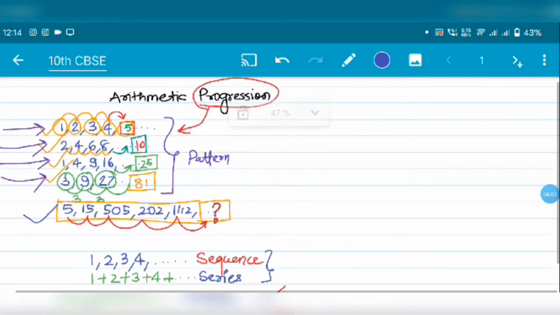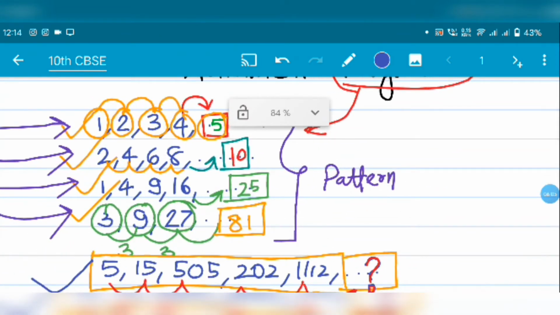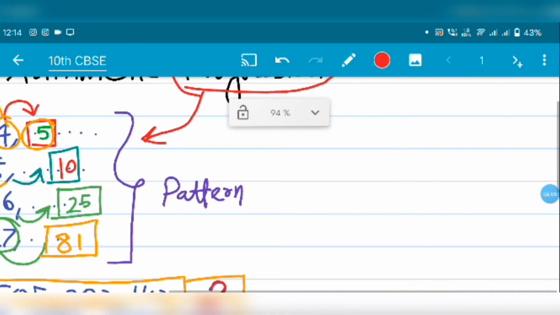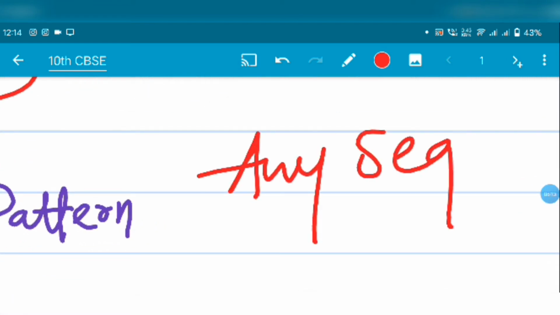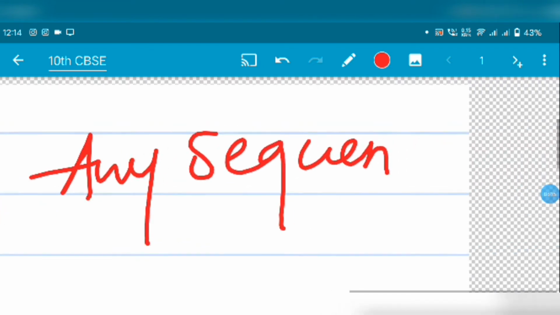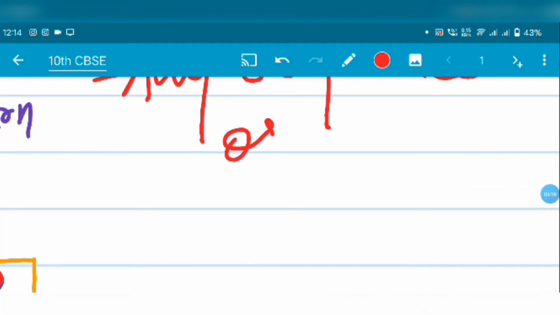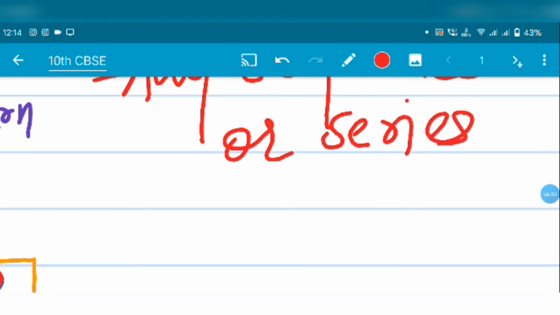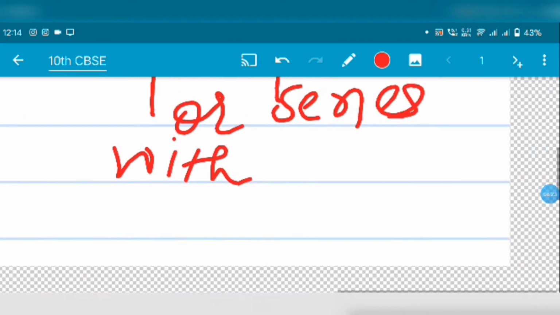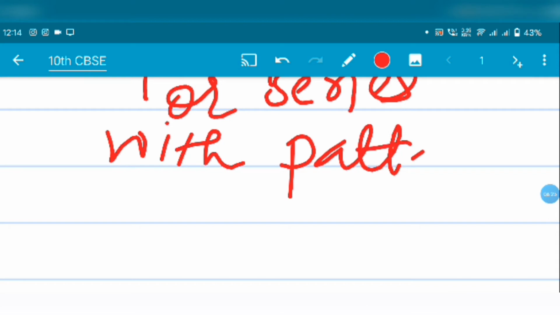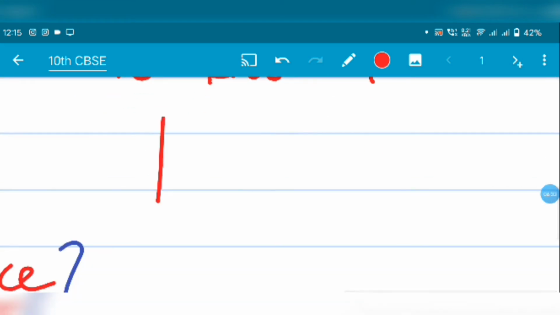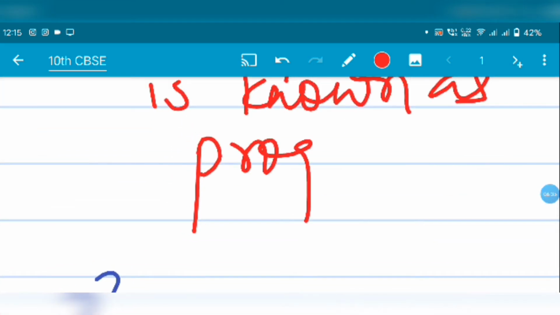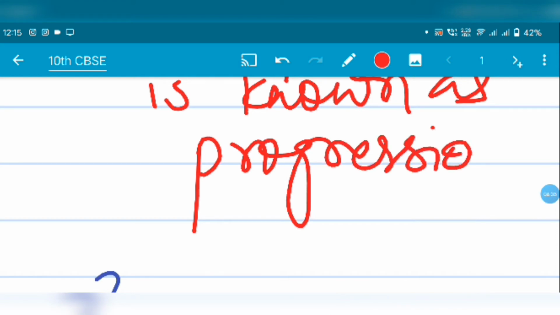So what exactly is a progression? Any sequence or series with a pattern is known as a progression. So we can say that any sequence or series with a pattern is known as a progression. Very simple.